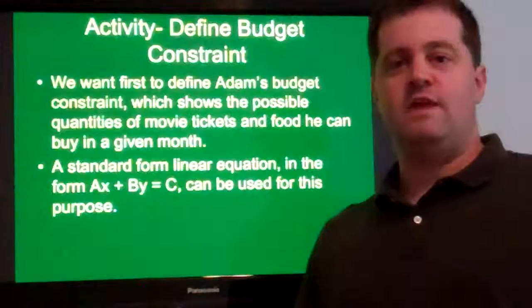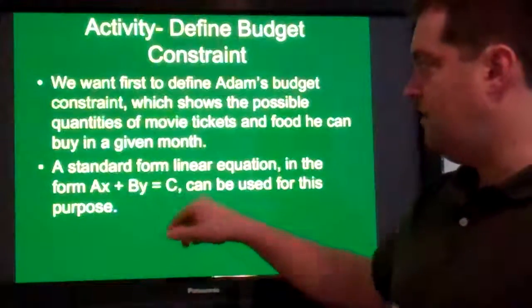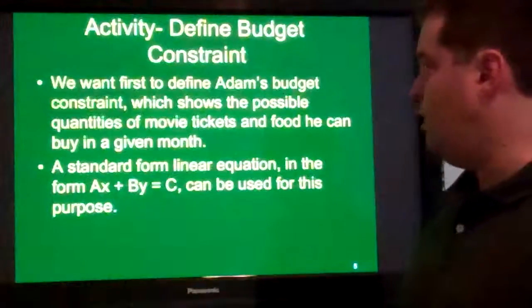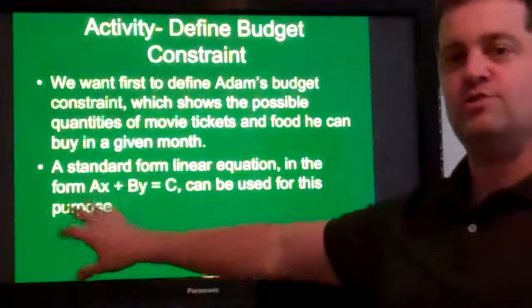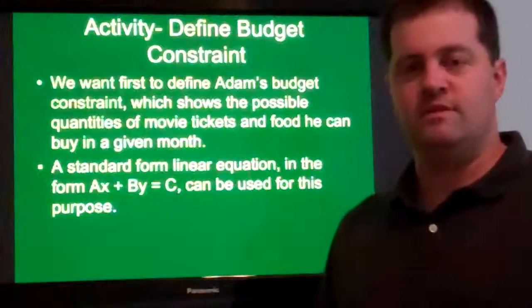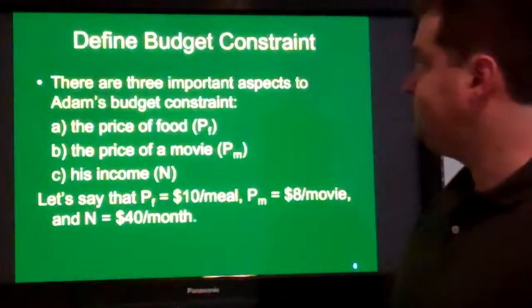And we're going to use the standard form linear equation to do that, right? So this should be something you're familiar with, ax plus by equals c. And that's what we're going to start with. We're going to use that equation to show how much Adam can consume in terms of meals and movies.